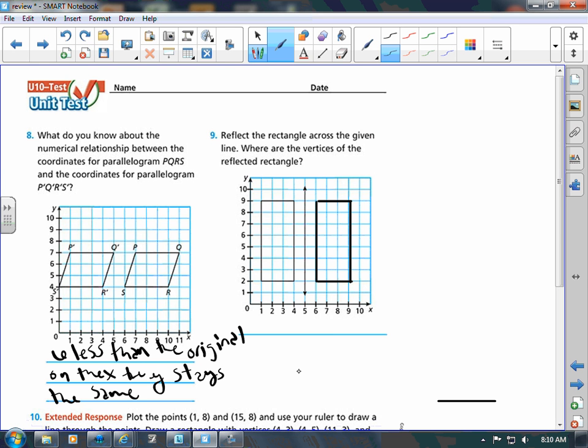On this next one, if I am to reflect, remember a reflection is going to go across the line. So this would be a transformation along a line. This is a reflection across the line. So if I reflect across, I should have one gap between the two. So notice my new coordinates are 6, 2, 6, 9, 9, 2, and 9, 9.